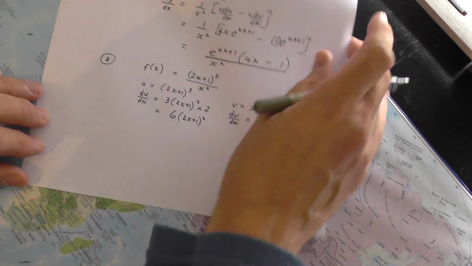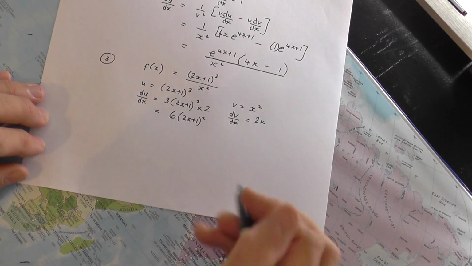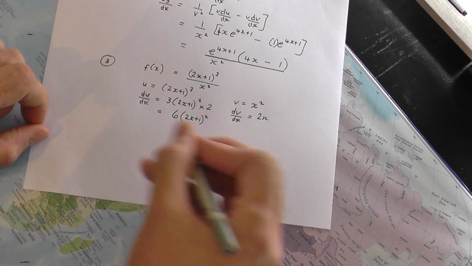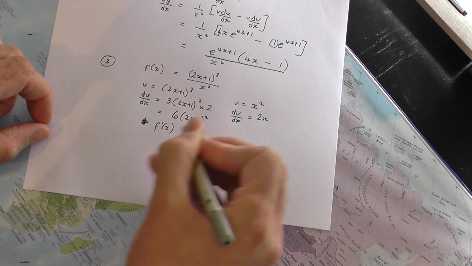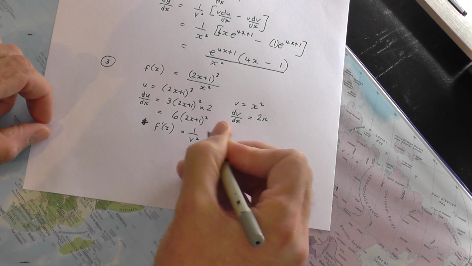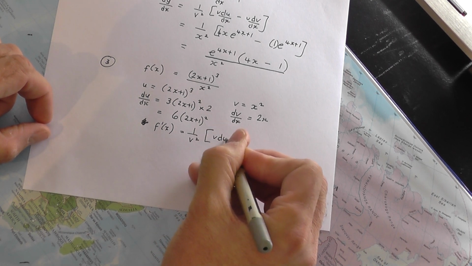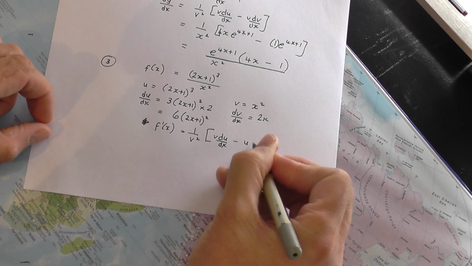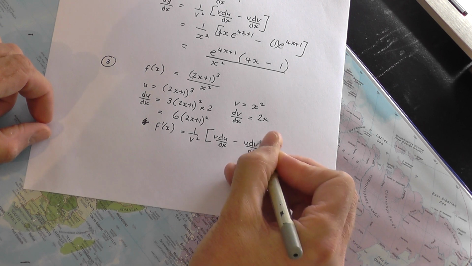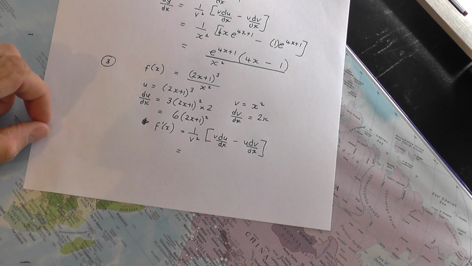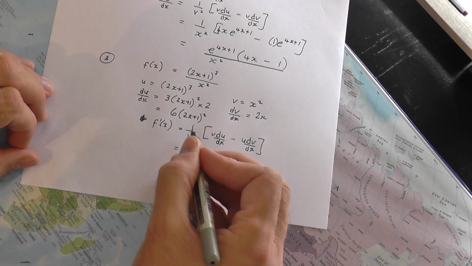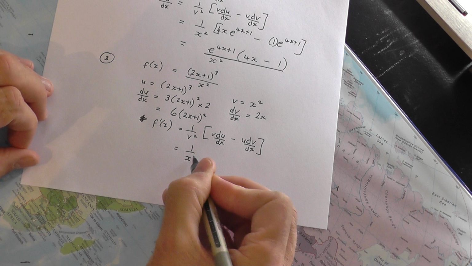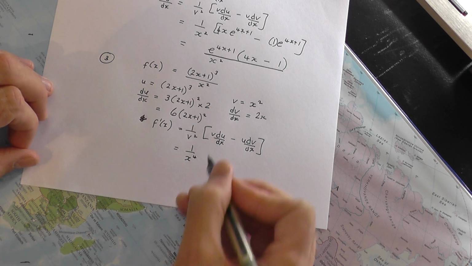Let's apply the quotient rule to this. It's not dy by dx, it's f dash of x, notice, is 1 over v squared, v du by dx, minus u dv by dx, which is equal to, okay, v is x squared, so this becomes 1 over x squared, which gets squared, so it becomes x to the 4.